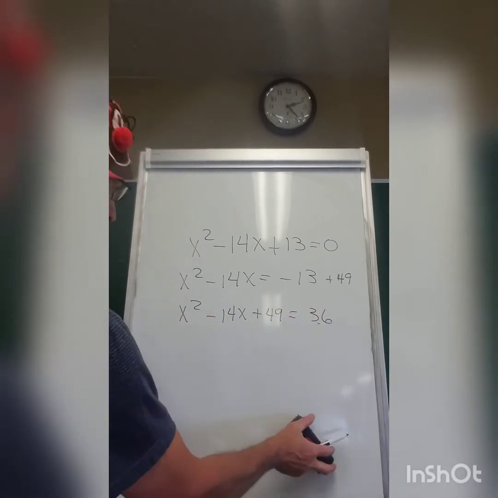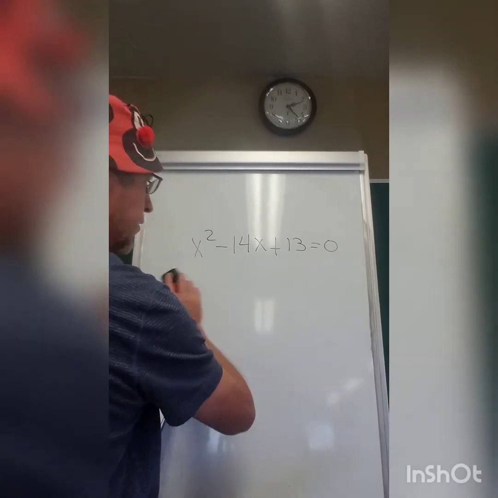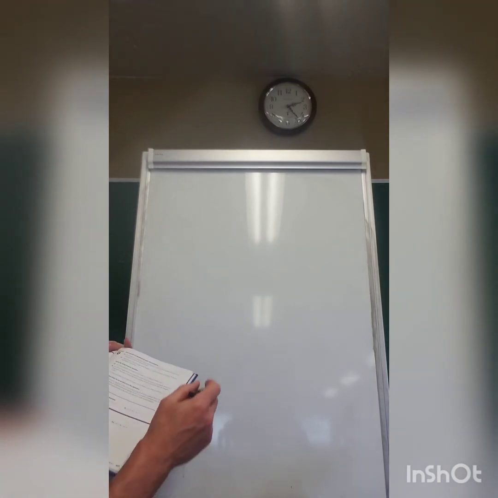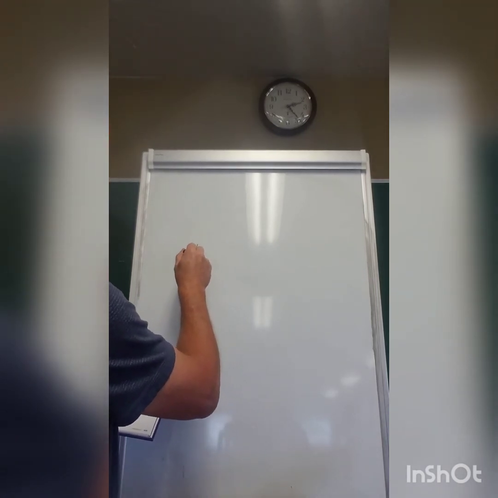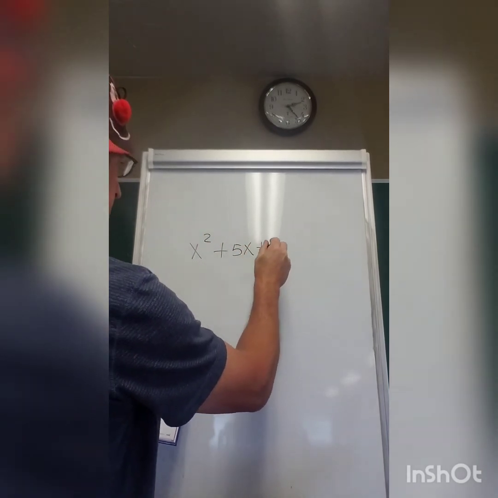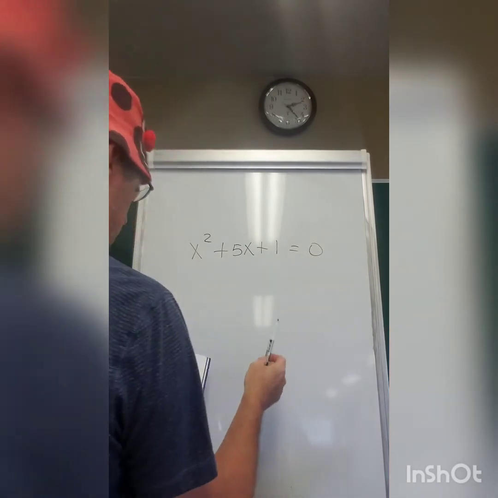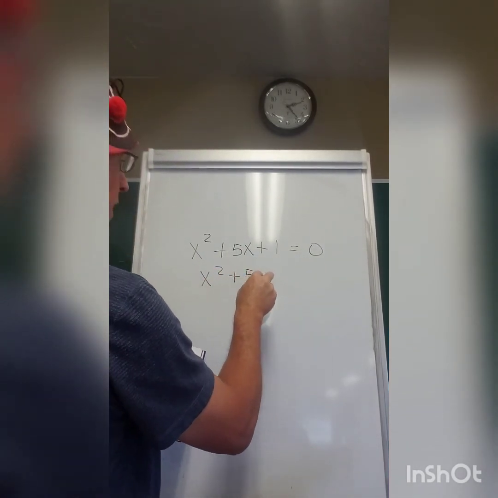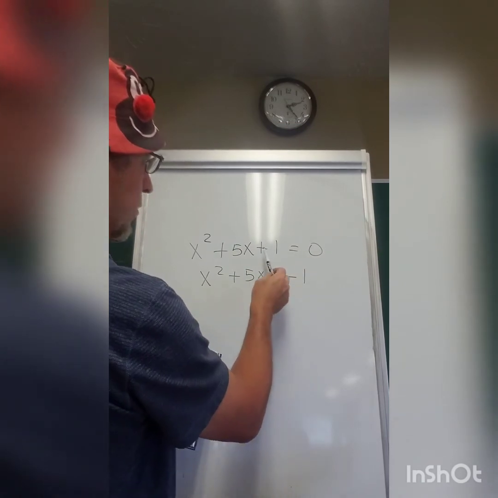Okay, I'm not going to do number 3. It's done very much the same way, but I'm going to go back and do number, why don't we do number 43. Okay, x squared plus 5x plus 1 equals 0. Move the constant over to the right. X squared plus 5x equals negative 1.